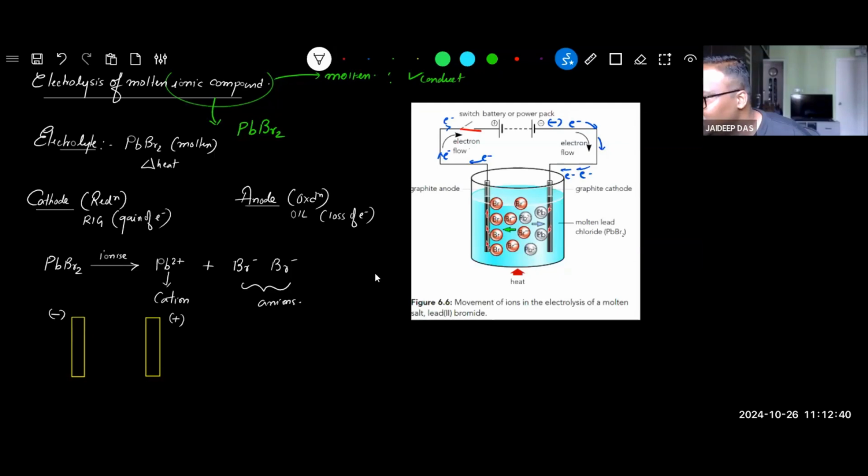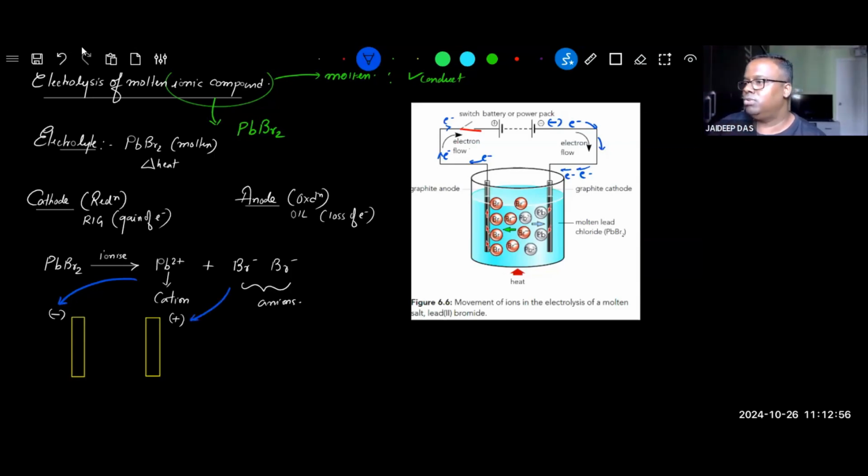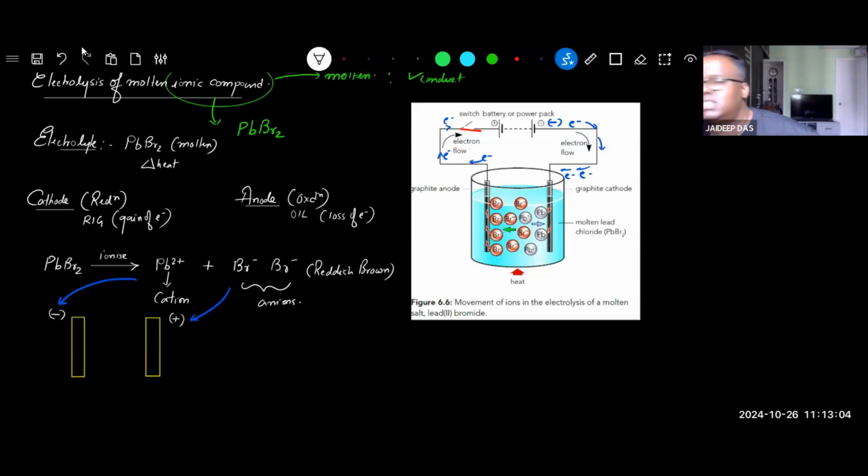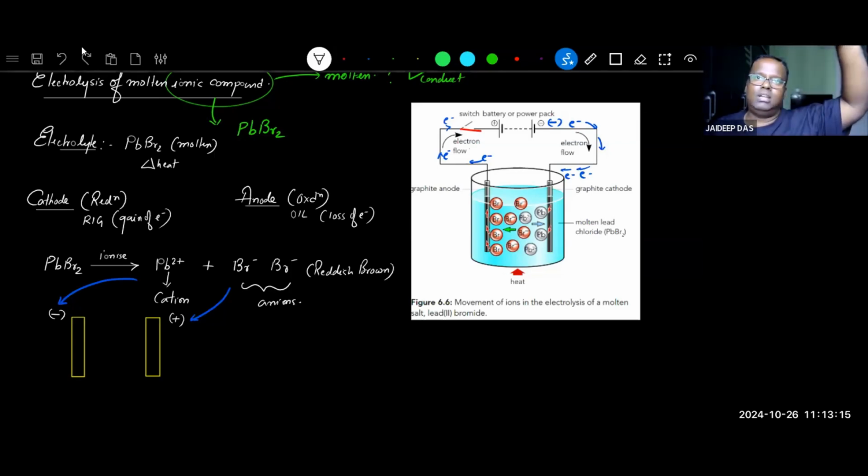Okay, so the positive ion will attract and go towards the negative electrode, and bromine, being the negative ion, will start to go to this one. How do you get to know? Well, bromine will always be a reddish brown gas. Typically imagine rusted iron. If fumes were coming out of rusted iron, what will be the color? It will be typically brown reddish. That brown reddish bromine gas will start bubbling out from the positive electrode.